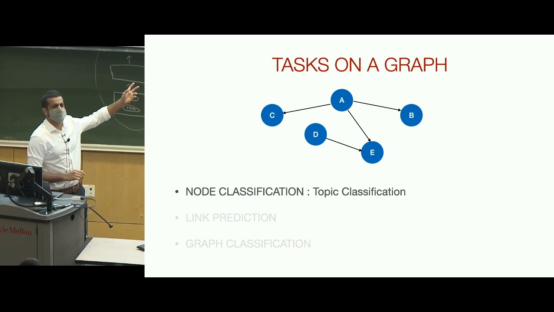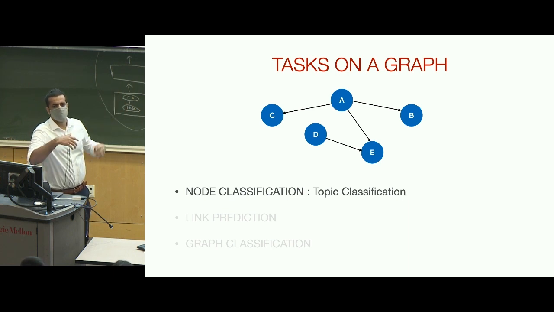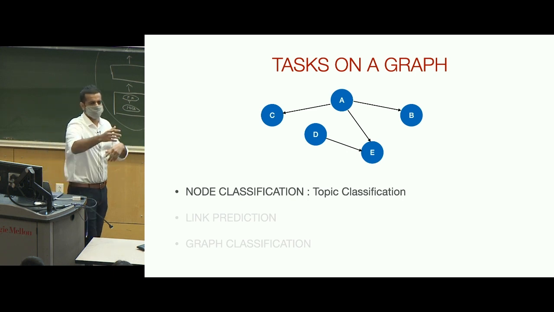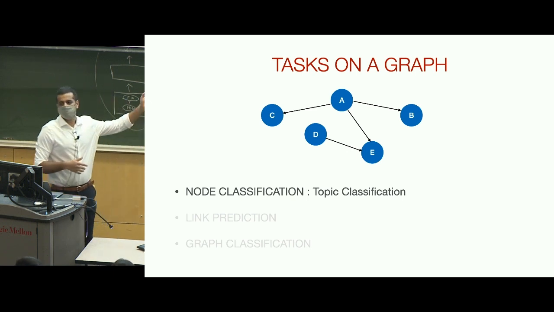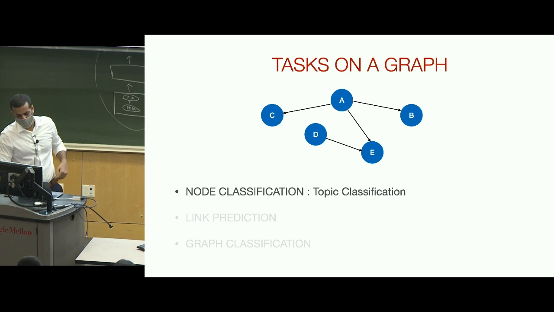For example, let's say it's a citation network, and each of these nodes represents a paper. And we want to classify each paper as belonging to a particular category, like engineering, science, math, social science. So that is node classification. We're classifying each node in the graph.